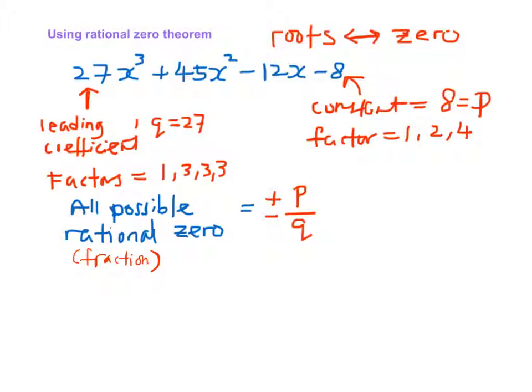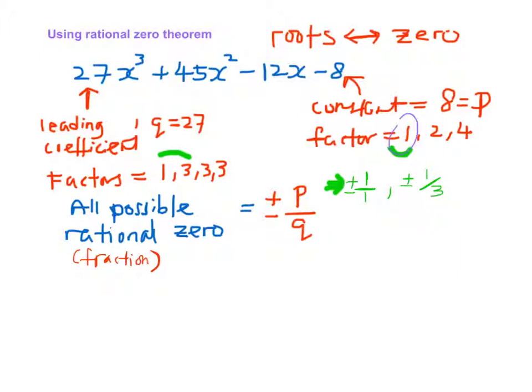Lucky for us, there are only two, 1 and 3, and for this one we start with 1. That means the possible rational zeros for this particular cubic polynomial are 1 divided by 1, positive and negative. The 1 came from here, divided by this 1. And the next will be 1, of course positive and negative, divided by 3. The 3 is the q value that comes from here. And now we are done with this one.